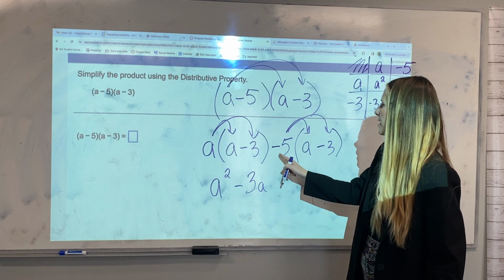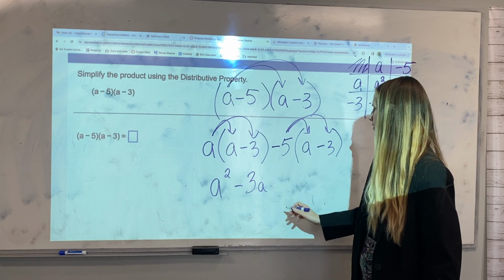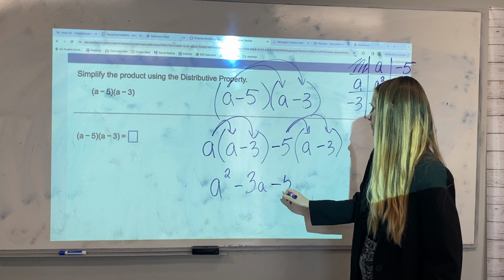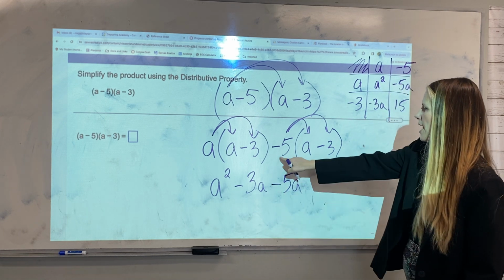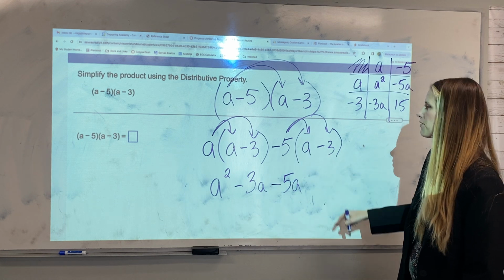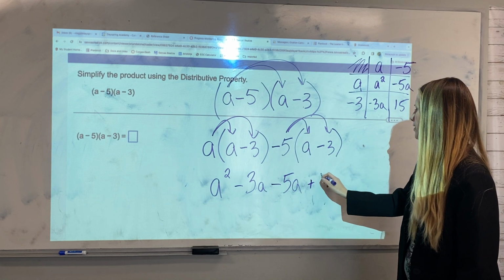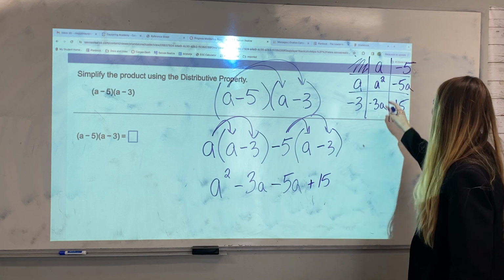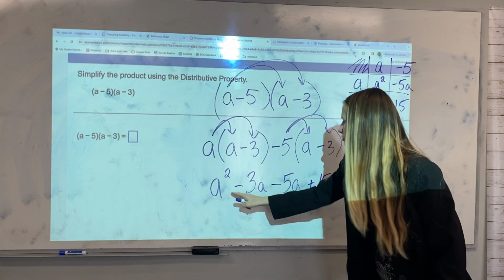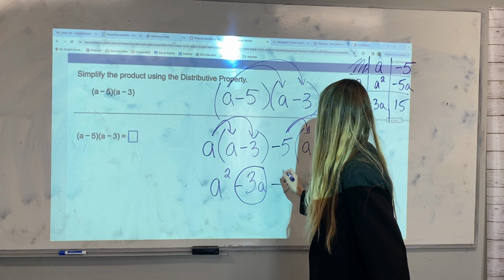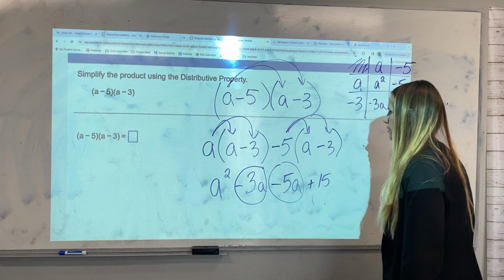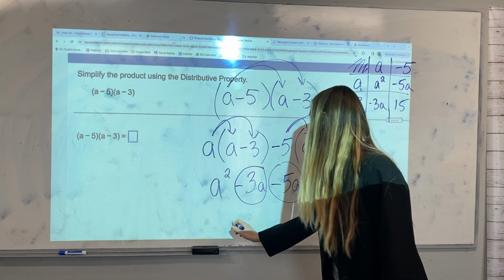Negative 5 times a is negative 5a. Negative 5 times negative 3 is positive 15. 4 answers here, 4 answers here. Circle your like terms and write in standard form.